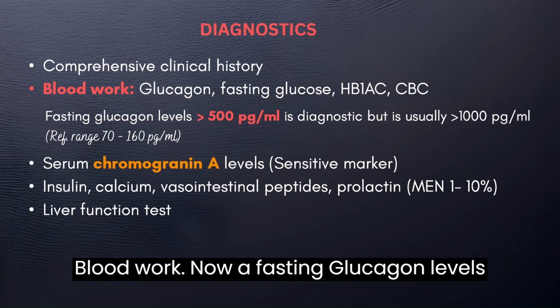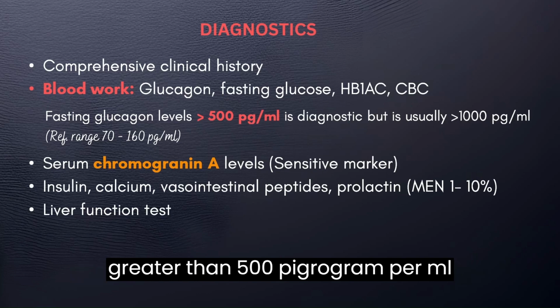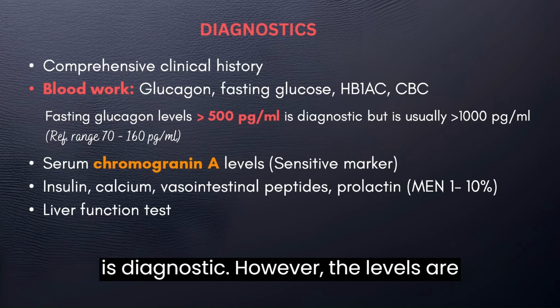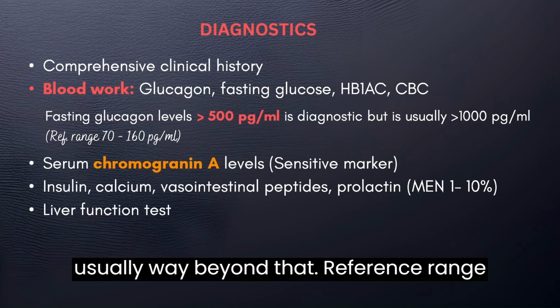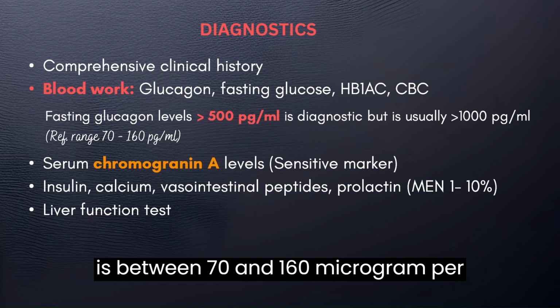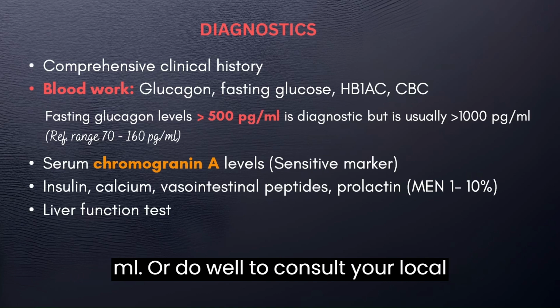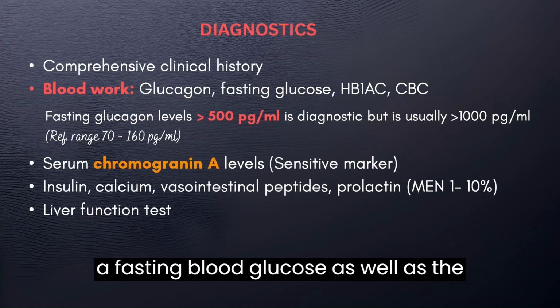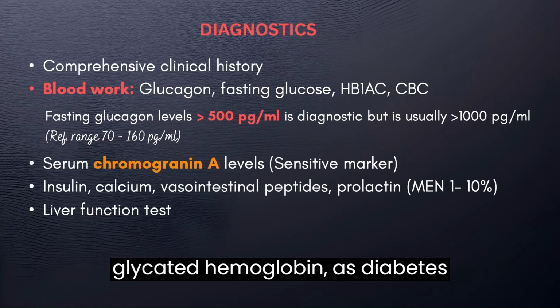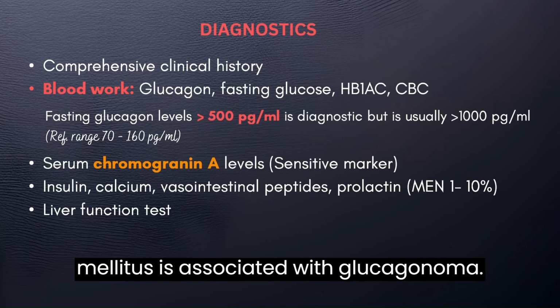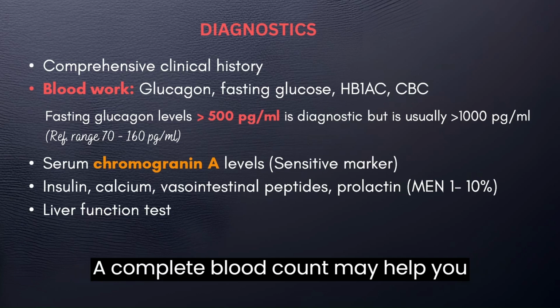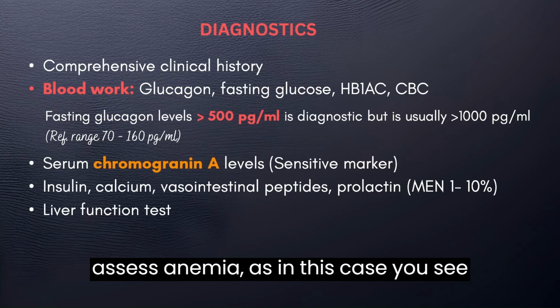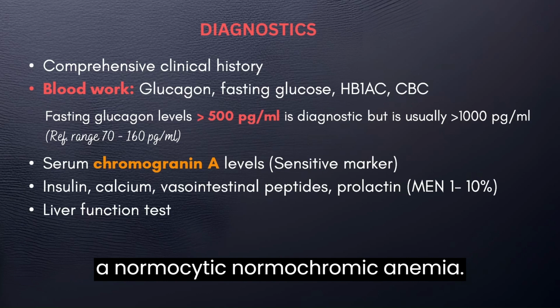Blood work. Now, a fasting glucagon level greater than 500 picogram per ml is diagnostic. However, the levels are usually way beyond that. Reference range is between 70 and 160 picogram per ml, but do well to consult your local protocol. It's important to also consider a fasting blood glucose as well as the glycated hemoglobin, as diabetes mellitus is associated with glucagonoma. A complete blood count may help you assess anemia, as in this case, you see a normocytic and normochromic anemia.